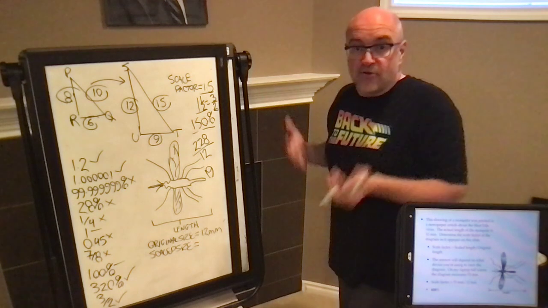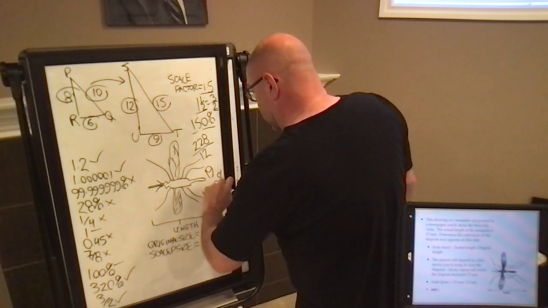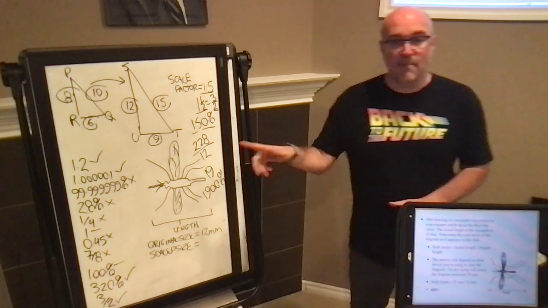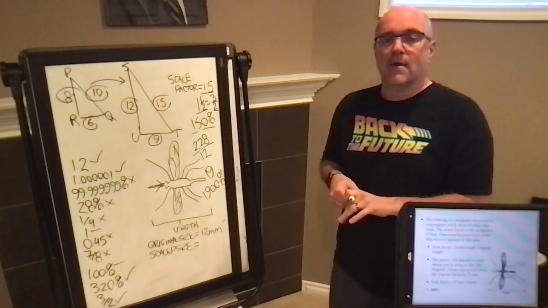Didn't plan it. That was just the way I drew it. That would work out to about 1900%. So this mosquito you're looking at here on my board, from what I'm seeing, is 1900% enlargement.